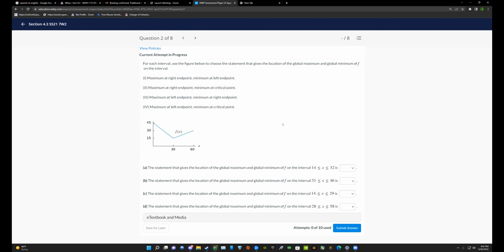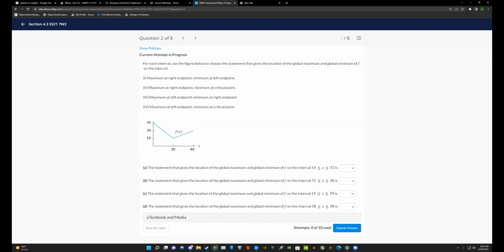All right, let's take a look here. This statement: maximum at the right endpoint, minimum at the left endpoint. But you've got to be careful here because it's 14 to 32. So 14, and that's for X, right? It looks like it's going to be a little higher. It'll reach the endpoint, but then it'll start going up again.